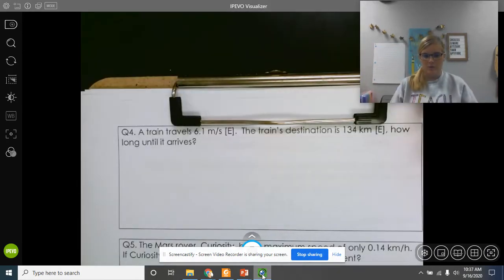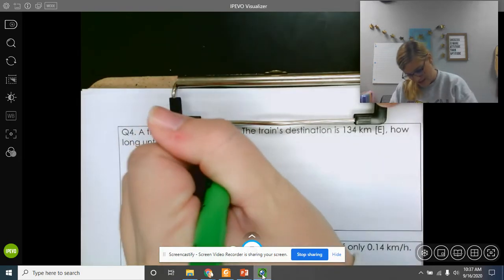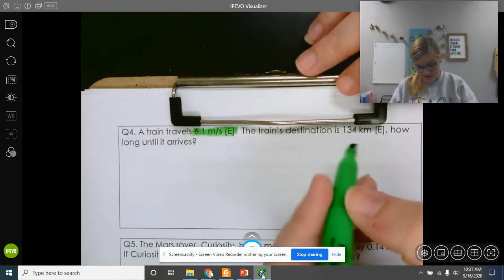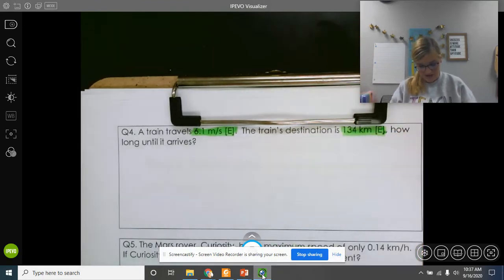Now on to question 4. A train travels 6.1 meters per second east. Because it's given us a direction, that's a vector. So we already have an idea of what we're going to be calculating. And the train's destination is 134 kilometers east. How long until it arrives?